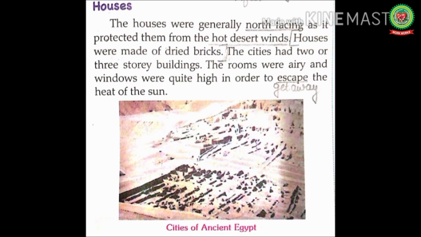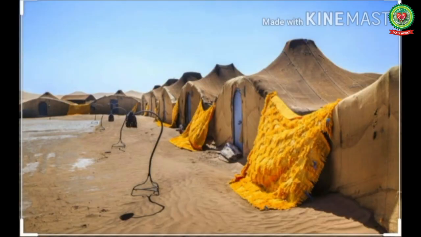Now the last feature of today's topic is houses. So let's start reading. The houses were generally north facing as it protected them from the hot desert winds. Students, this is an example of houses. These houses were generally north facing because this protected them from the hot desert winds.